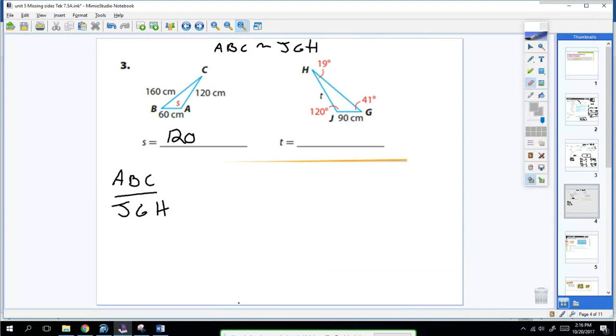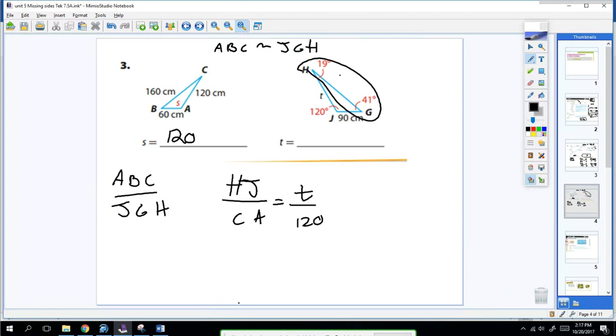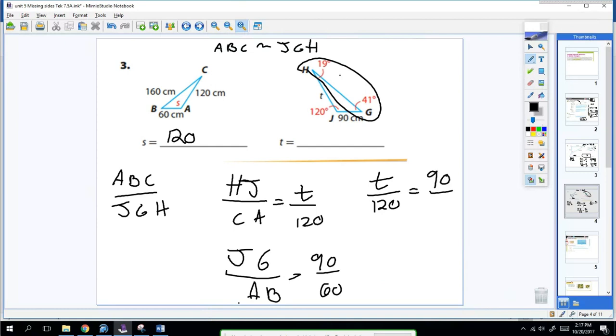I love finding angles. Now let's set up a proportion. So we're missing side HJ. HJ goes with CA. HJ is at T. CA is 120. So let's choose another side that we know. Well, I can't choose this side because there's nothing there. So I have to choose JG. JG goes with AB. JG is 90. AB is 60. So we're going to have our proportion of T over 120 is equal to 90 over 60.